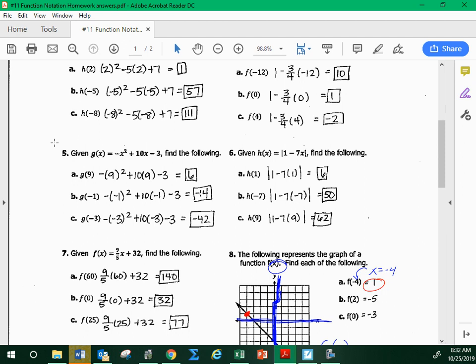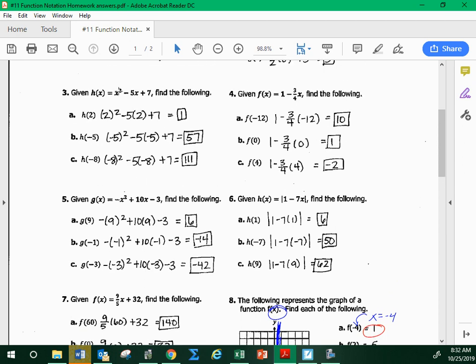When I take a look at number 5 here on my homework, notice the difference between number 5, it says negative x squared, and up here in number 3 it just says x squared. So for number 5, this negative is outside of my x squared. So when I go to do problem A, it says g of 9. So what that means is I'm going to take 9, this is my x value, and I'm going to put it in for every x value that I see.